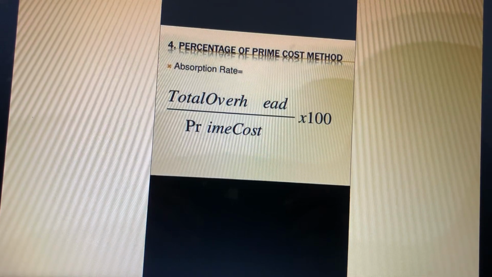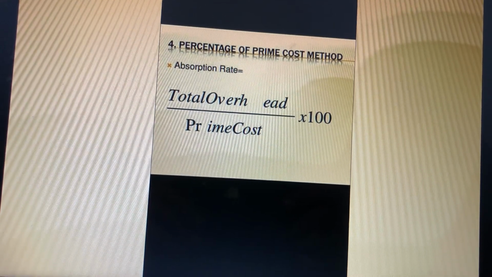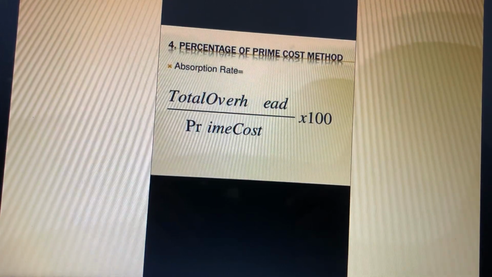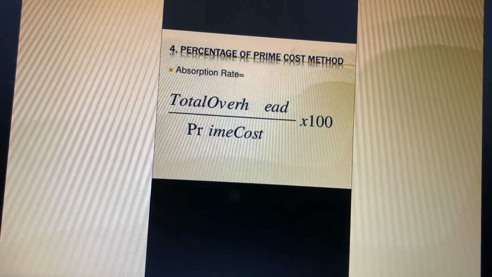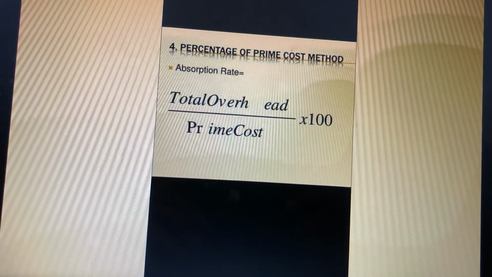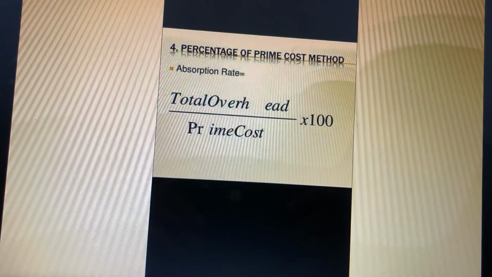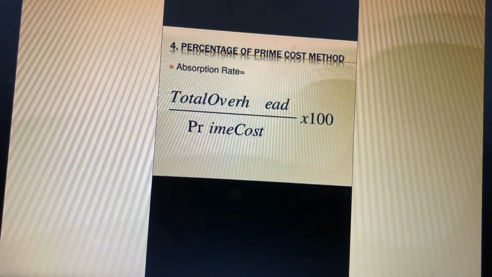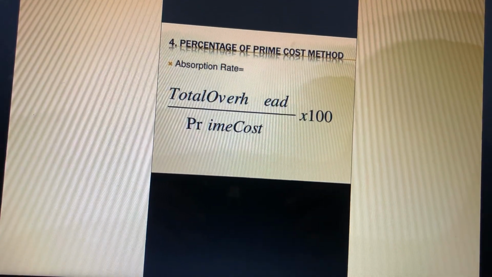Next is the percentage of prime cost method. Under this method, the recovery rate is calculated by dividing the budgeted overhead expense by the aggregate of direct materials and direct labor cost of all the products of the cost center. Its formula is the budgeted overhead expenses divided by anticipated direct materials and direct labor cost.